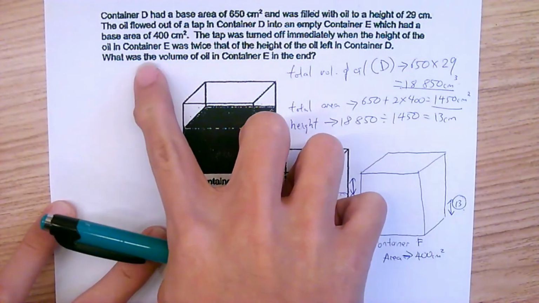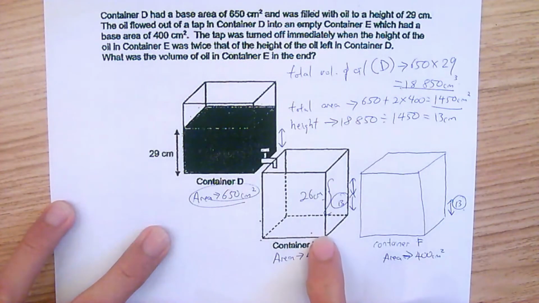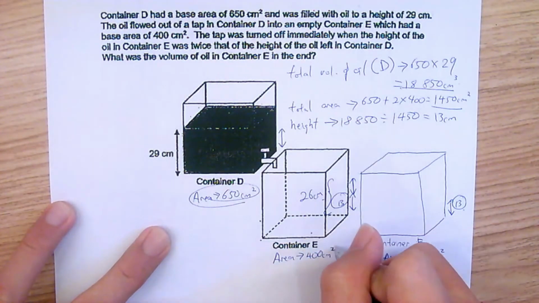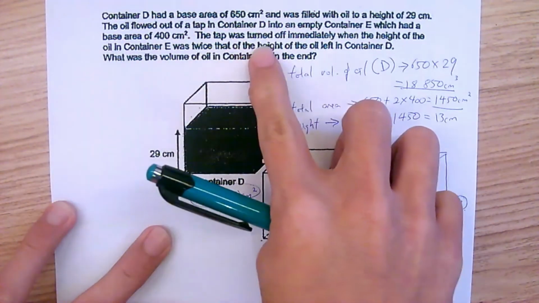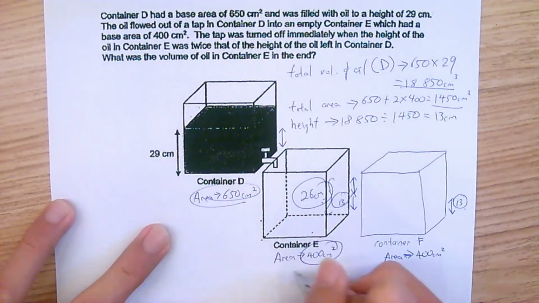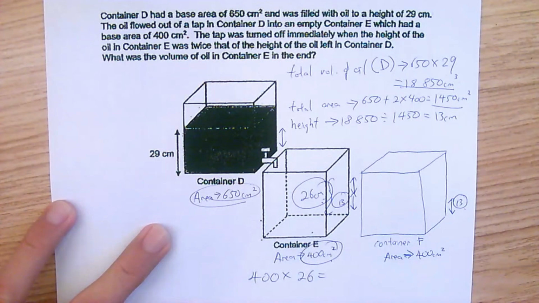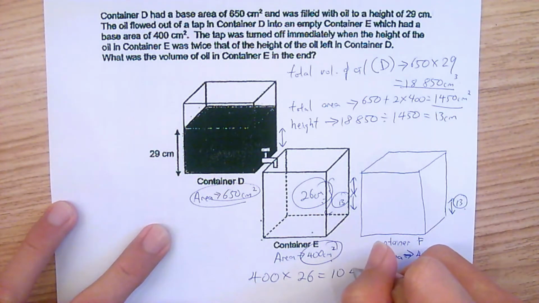Okay, so they're asking for what is the volume of oil in container E in the end. You will just have to take the base area multiplied by the height of the oil. So volume of oil in container E will be 400 multiplied by 26. Let's just calculate it with the calculator, and that will give us 10,400 cm cube.